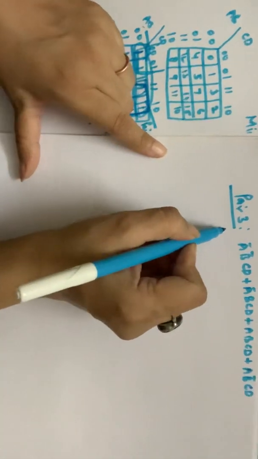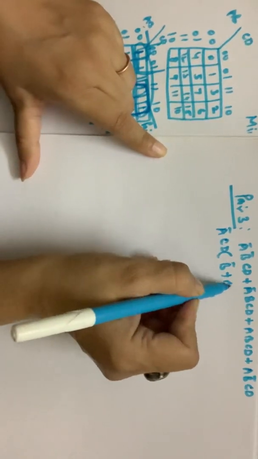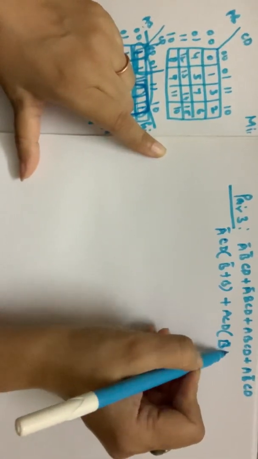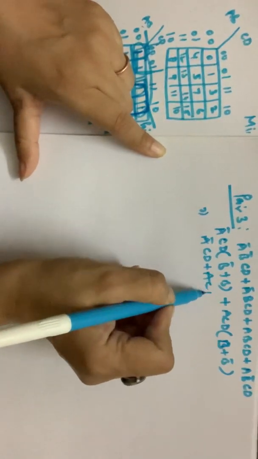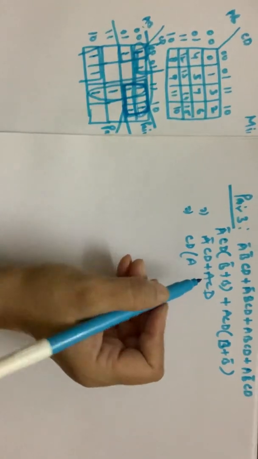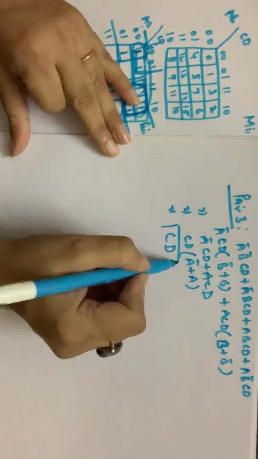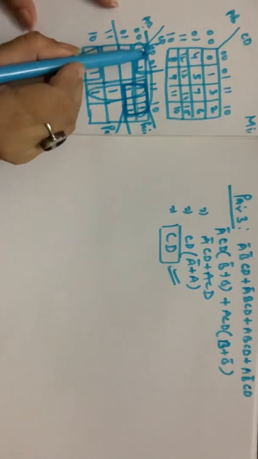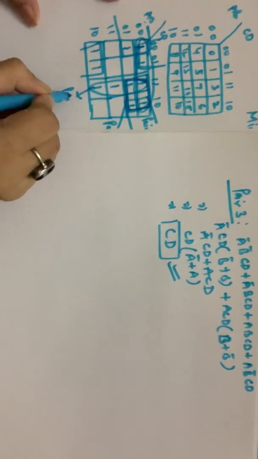Now take the common values. A bar, C, D is common with B bar plus B, plus A, C, D is common with B plus B bar. So then we get A bar, C, D plus A, C, D. Again we can take the common C, D. We get A bar plus A, so my value will be C, D. So this is my third pair. I hope you have understood the third pair. So I have calculated pair 1, pair 2, and this is my pair 3.